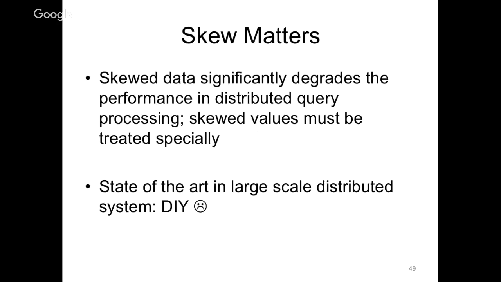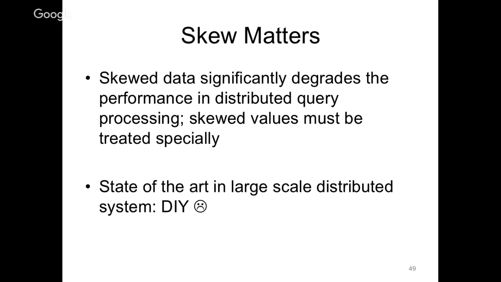So far, everything we discussed was assuming that there is no skew in the data. What happens if we have skew? Well, skew completely ruins everything we discussed so far. Skew is a very serious problem in databases in general, but especially in shared nothing architectures.